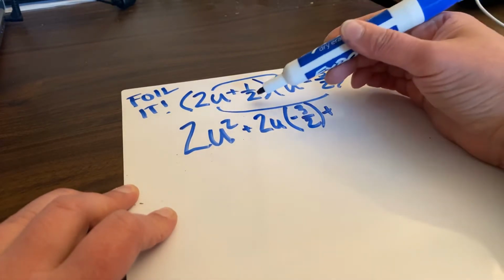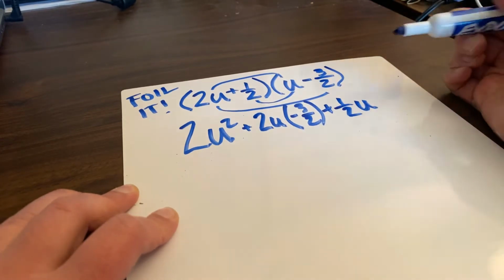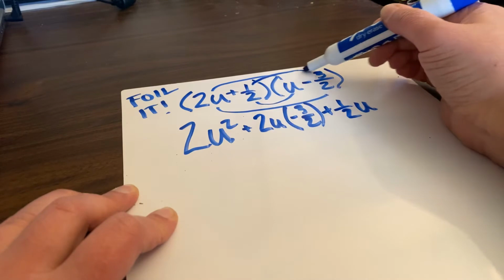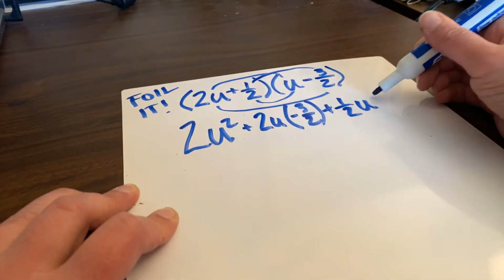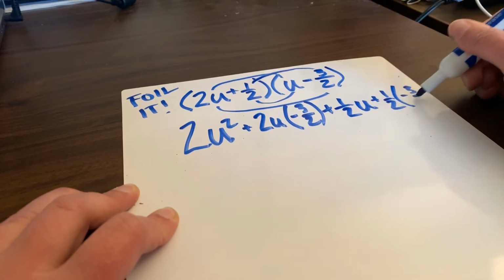Then we do our inner terms, right? 1/2 times u is 1/2 u. And our last terms would be 1/2, so I'll do plus 1/2 times the negative 3 halves.